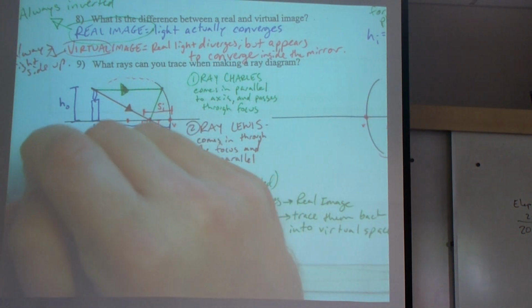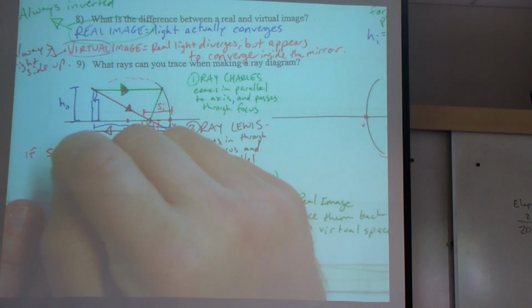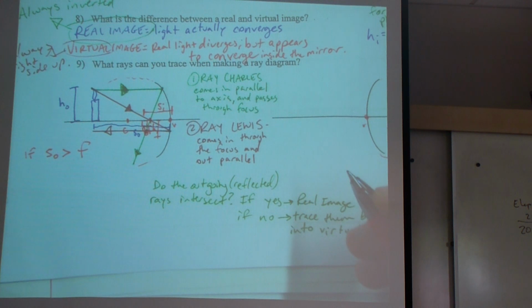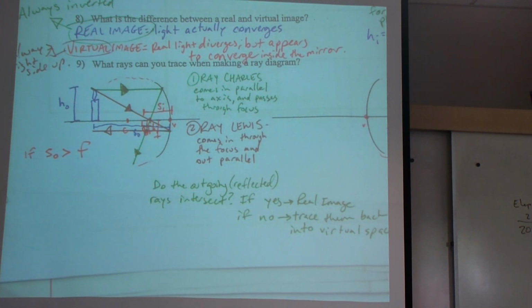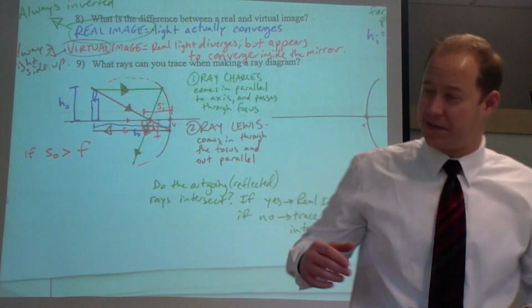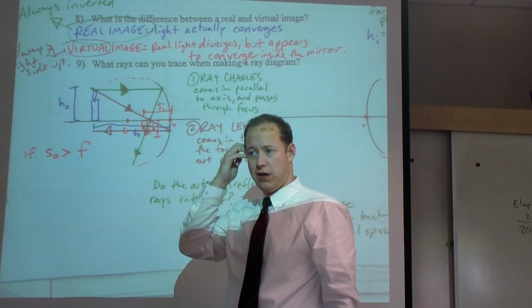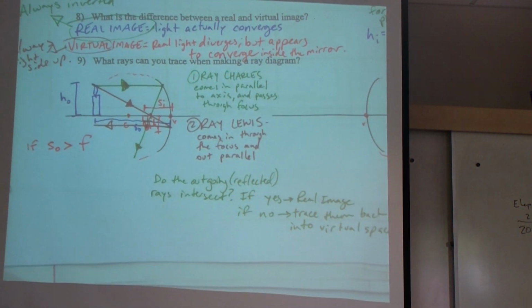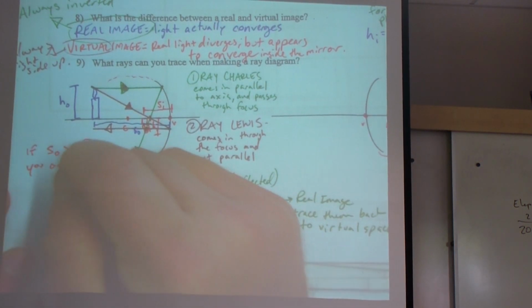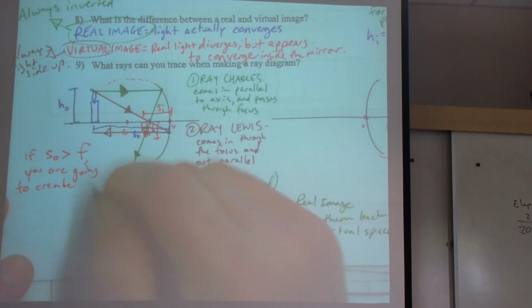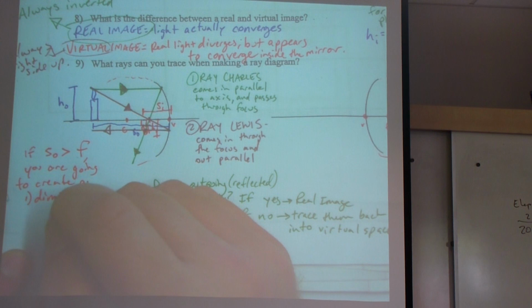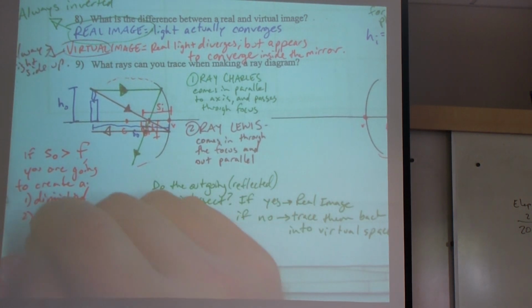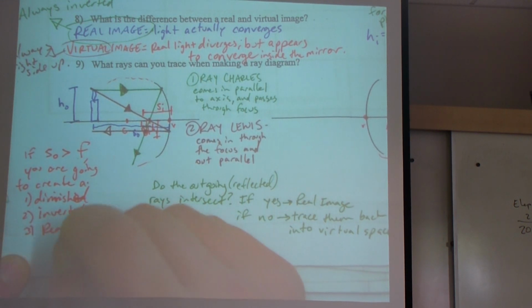If SO is bigger than F, think about what that means. If you place your object at a distance that's greater than the focal length, you are going to create a diminished, inverted, real image. One, diminished. Two, inverted. Three, real image.